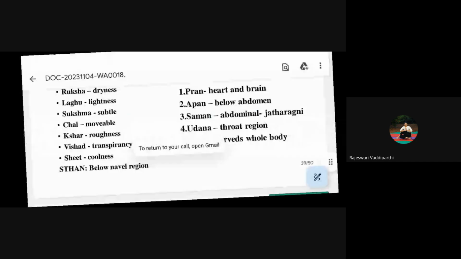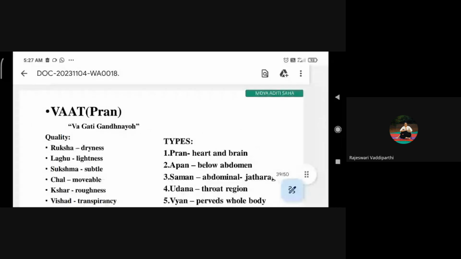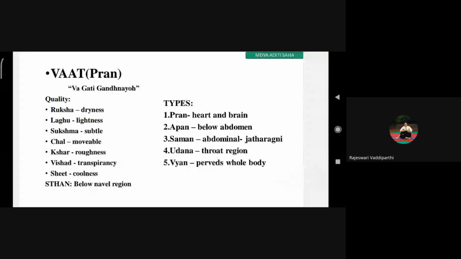So Vata is Vayu, and Vayu is the breathing we were talking about, and that is the prana we all know. And if we go for the Nirukti of Vata, meaning the definition of Vata, it is Vagati Gandhanayo. It provides us gati or speed, or it makes you dynamic.